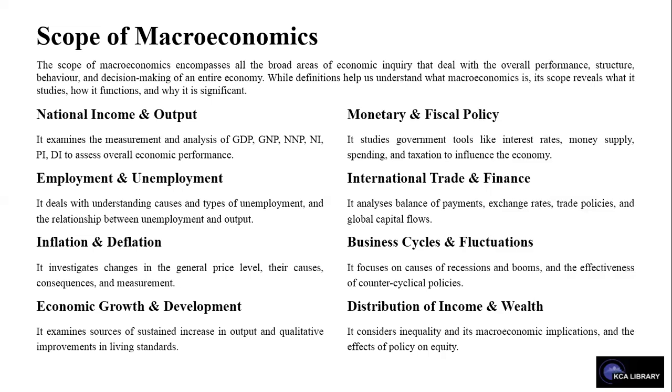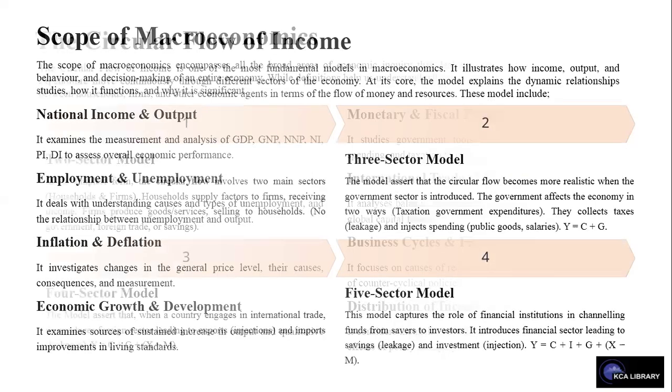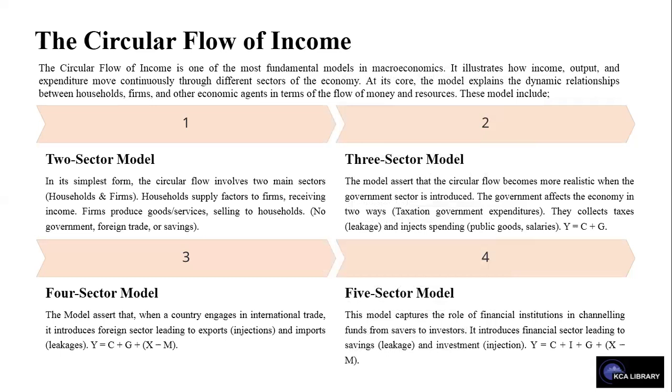And another scope is the business cycle and fluctuation, which focuses on the causes of recession and boom, the effectiveness of countercyclical policies. And we will also look into another scope, the distribution of income and wealth, which considers inequality and its macroeconomic implication, and also the effects of the policy on equity. This actually will be what we will look into as we move on in the course.